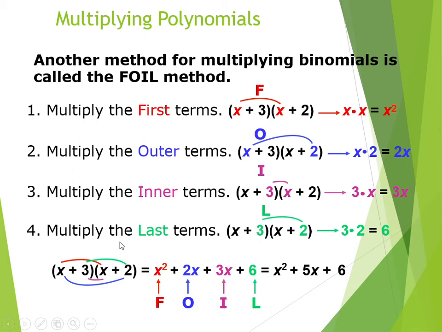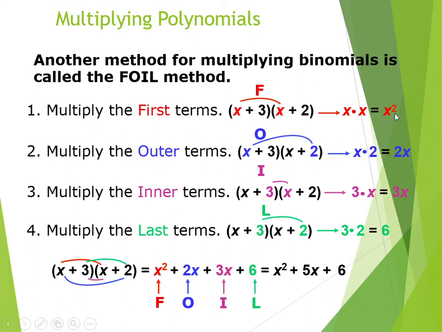And for the fourth, okay, you just need to multiply the last terms. The last terms in the binomials will be 3 and 2. So you just need to multiply those two constants. Okay, so you have your 3 times 2. You will be having here 6. And then that's it. You can now actually combine the like terms.